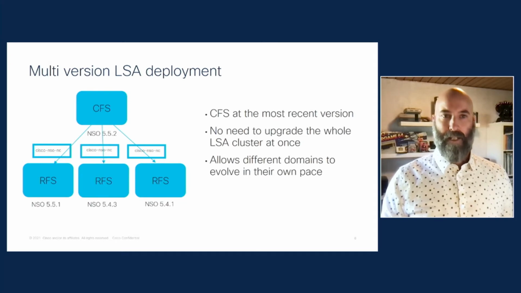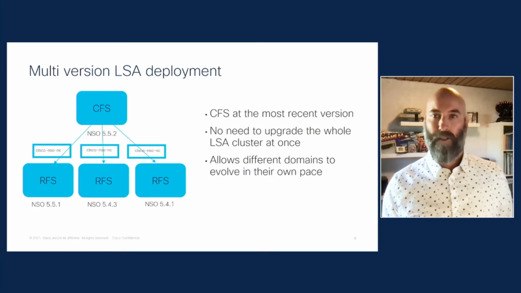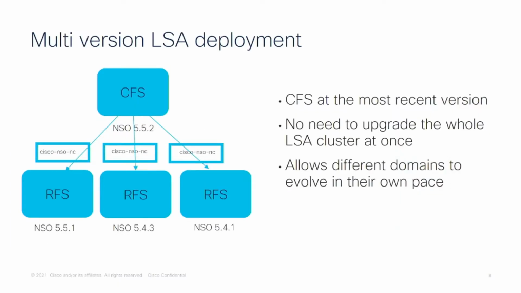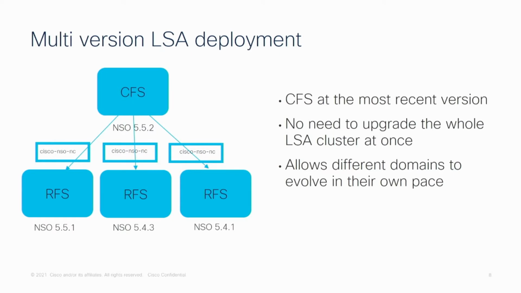So today with NSO 5, we can actually have a multi-version deployment as long as we have our CFS, our top-level node, at the most recent version. So this gives us quite a lot of different advantages, like we don't need to upgrade the whole LSA cluster in one go. We can let the different domains evolve at their own rate, and it will not depend on every department, every domain upgrading at the same time. So, I mean, this will reduce, of course, the time used in service windows and such, and also the development effort between the different domains.